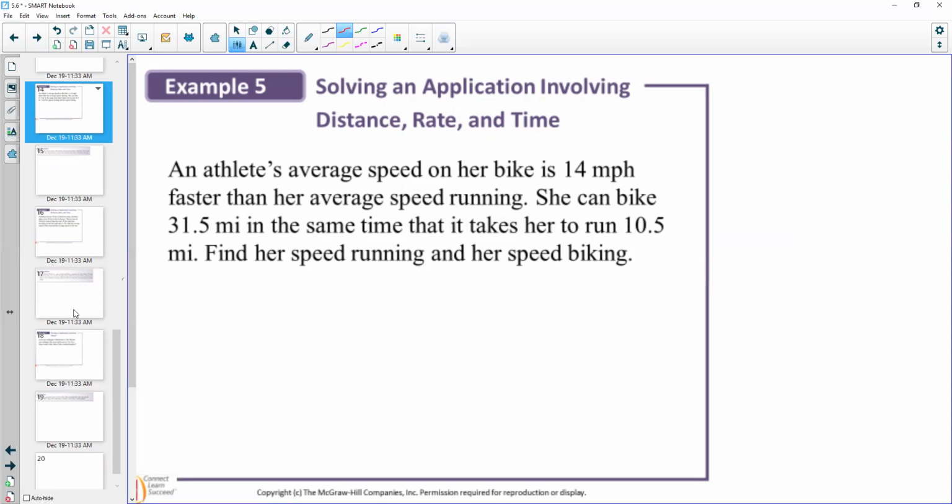Okay, so whoa, there's a lot to take apart there. We want to find her speed, right? We know her bike speed is 14 miles an hour faster than her running. So we need an x. X is going to be her speed doing what? Well, the plain x is going to be the speed she runs. We know she bikes 14 miles an hour faster than that.